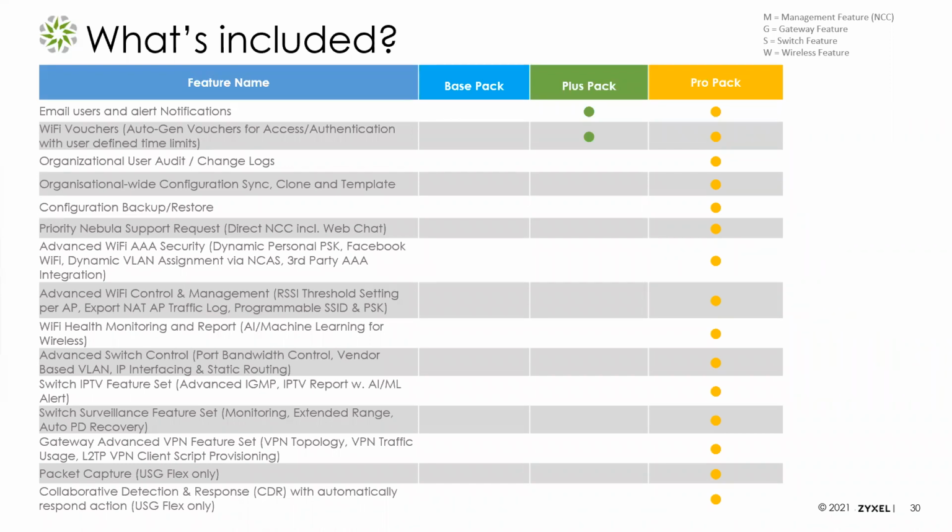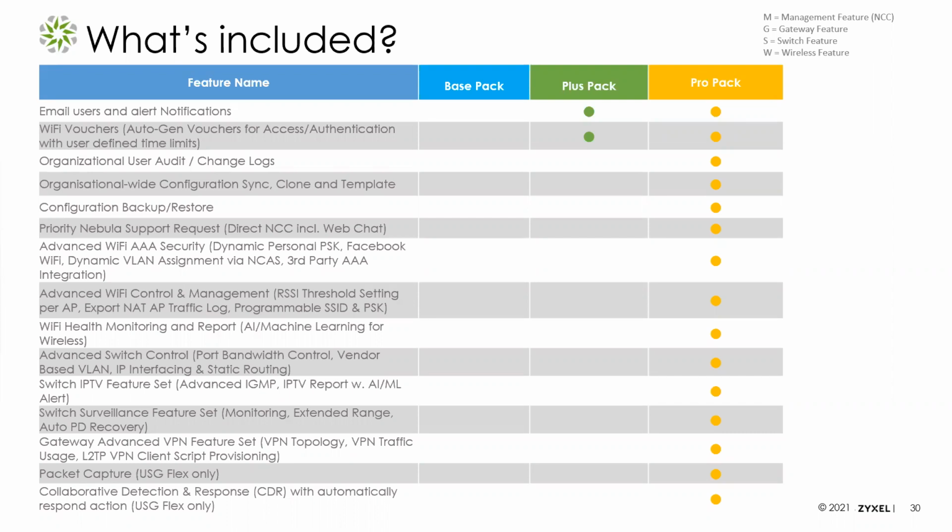And then we have what are called Wi-Fi vouchers. This is sort of like if you're doing paid hotspot access, you can use vouchers. You need the Plus or Pro Pack to use those Wi-Fi vouchers. It also unlocks Facebook Wi-Fi, which is different than Facebook login, I believe, or maybe that's part of just Pro.